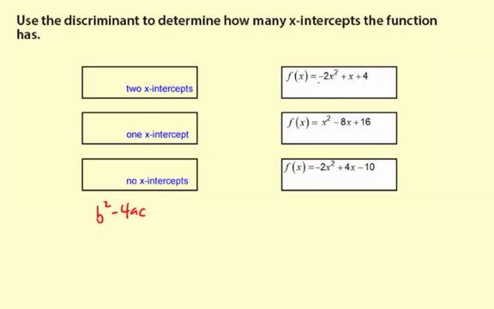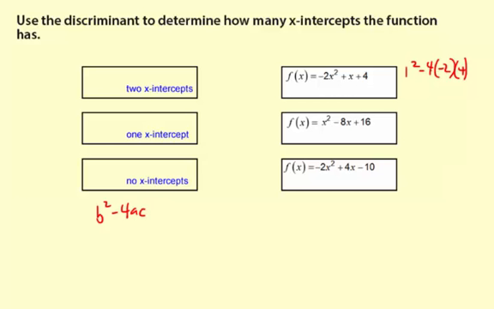Okay, so for this first function here, we have b is 1, the invisible 1 in front of the x. So we're going to have, so I'll write it up here, 1 squared minus 4 times negative 2 times 4. So let's do this multiplication first here and then subtract after. Remember your order of operations.